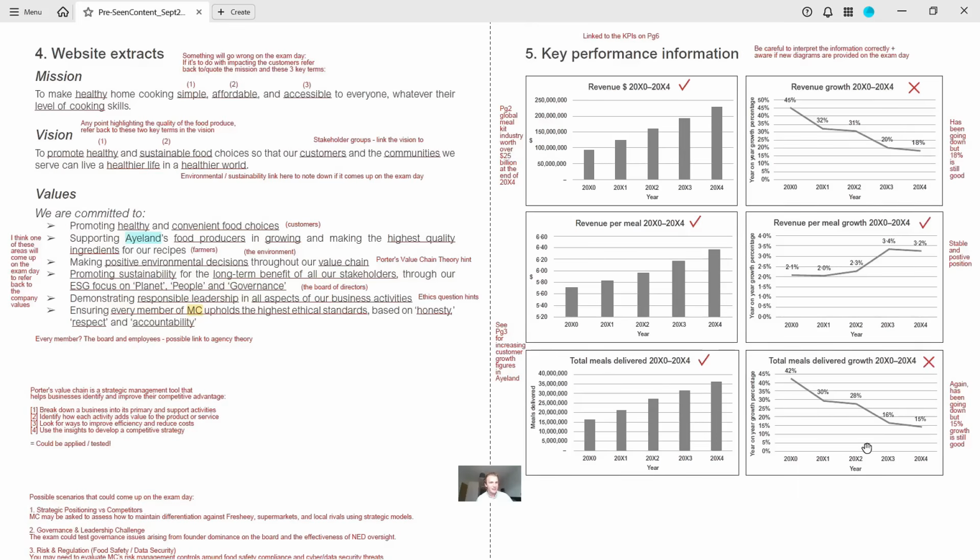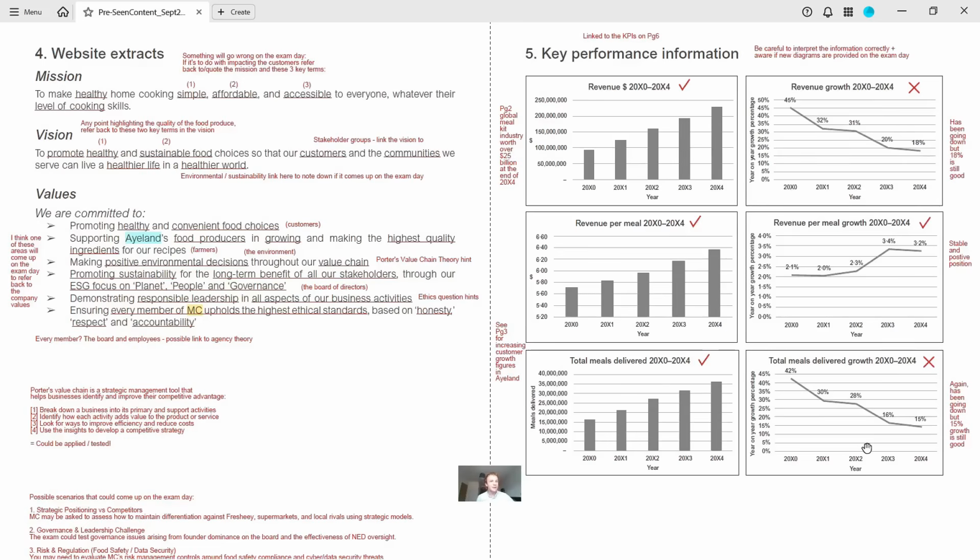Then we come on to the vision, and this is all about promoting healthy and sustainable food that customers and the communities can serve to live a healthier life and a healthier world. So at any point highlighting the quality of the food produce, refer back to those key terms. These are two stakeholder groups. Again, it could link into Mendelow's, which we've just talked about. And the environmental and sustainability link here, about a healthier world and healthier life, is key to note down because they love to test it on an exam day because it's very topical. So anything to do with those areas about quality of food and the environment, and different stakeholder groups, refer back to and quote the vision.